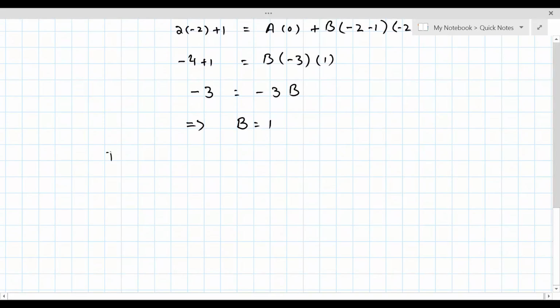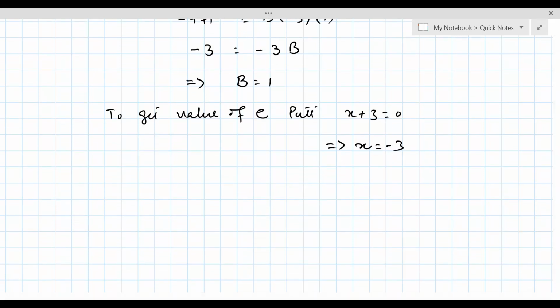To get the value of C, put x plus 3 equal to 0. x plus 3 equal to 0 means x equal to minus 3. And this time we are going to substitute x equal to minus 3 in the entire equation 1.